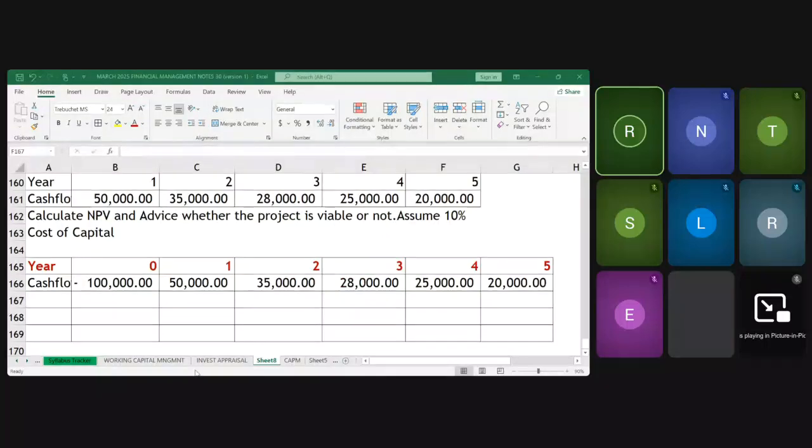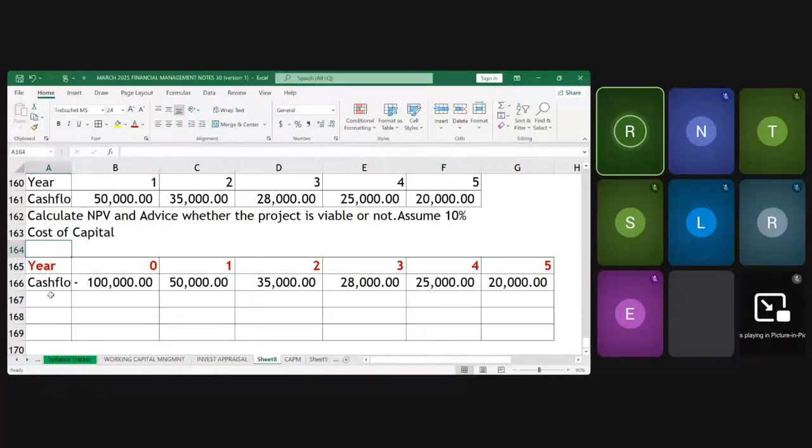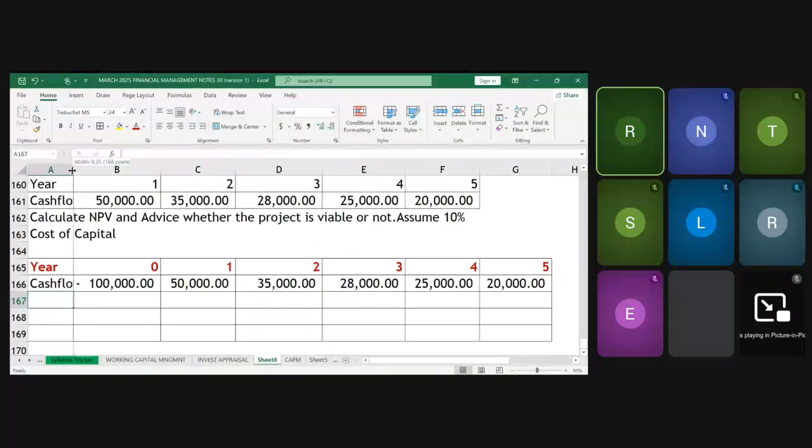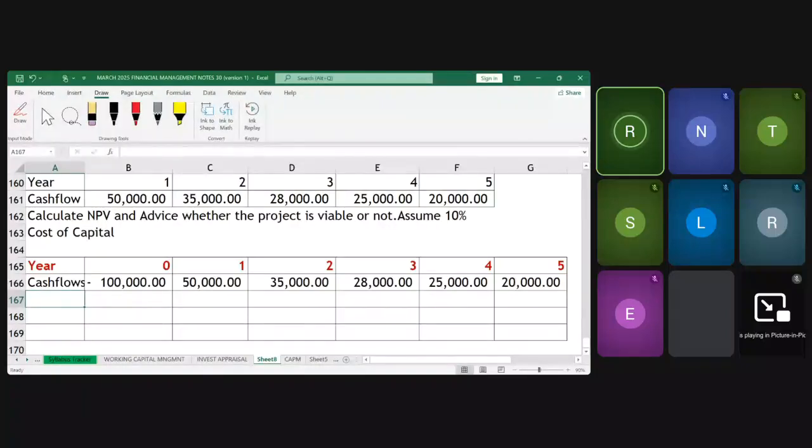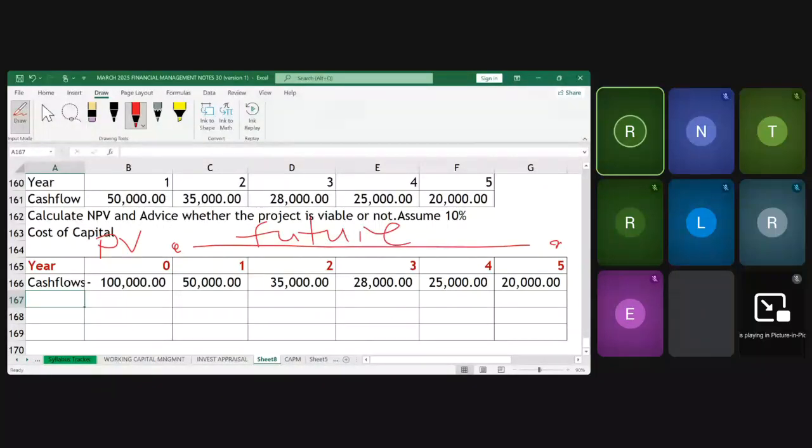Let's then compute our NPV. So the net present value, you see that whenever you are discounting, a cash flow in year 0 can never be discounted. You can't discount whatever you have in year 0, because this is already in present value terms. But from year 1 to year 5, this is where the future is, so the future cash flows need to be discounted.